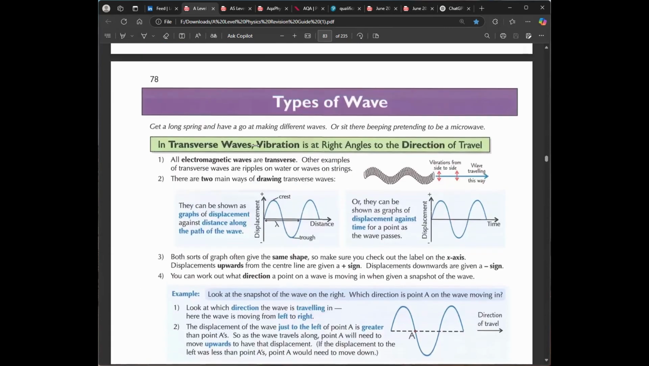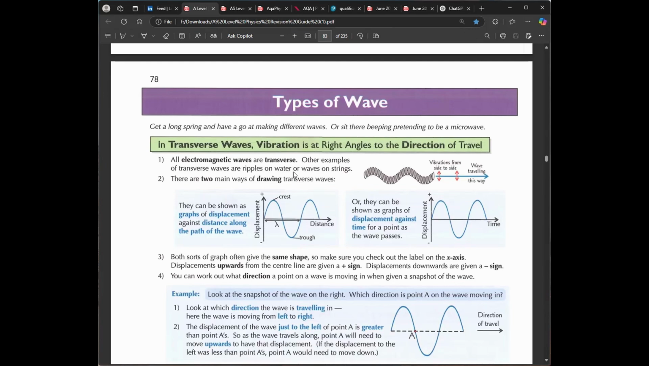As I told you, you can show a wave using two types of graphs. One is displacement versus distance, and the other one is displacement versus time. Normally, we use the displacement versus distance graph. But using this graph, you cannot directly calculate frequency. You can calculate frequency using the wave equation, but not directly from the graph. For that, you would need the displacement versus time graph.